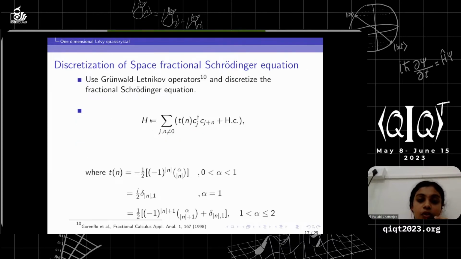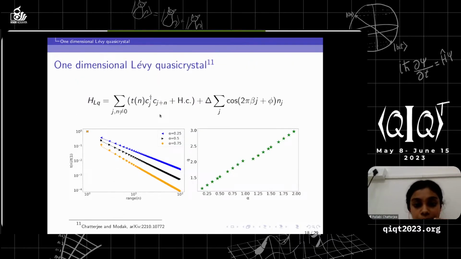Now they studied the continuum version, but we discretized the space-fractional Schrodinger equation, and we got a lattice version of it, which is given by this Hamiltonian. Usually people study this space-fractional Schrodinger equation in the range 1 to 2, but as we are discretizing here, we extended the range to 0 to 2, because the discretized version has no problem with this range. And this is the hopping amplitude of our model, which is given by these three expressions in these three regions. So this is our model, in the presence of that incommensurate potential.